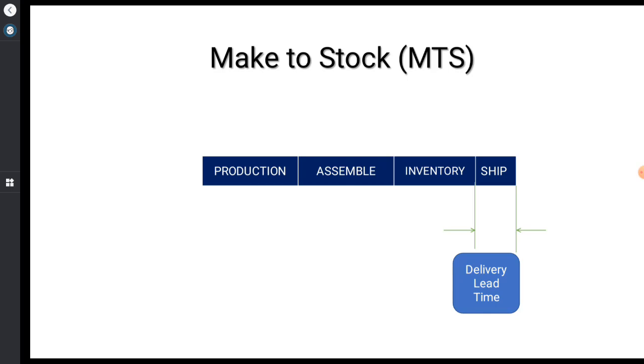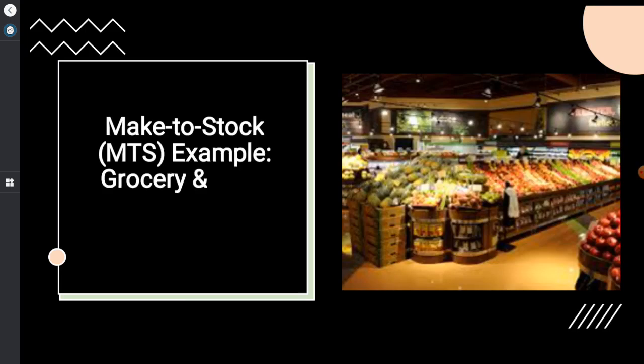Let's take some examples of products made according to this make-to-stock strategy. Basically, most of the grocery and retail store sectors, most of the items sold there are made according to the make-to-stock strategy. So if you go to a supermarket and pick any item from the shelves, it is a make-to-stock item.